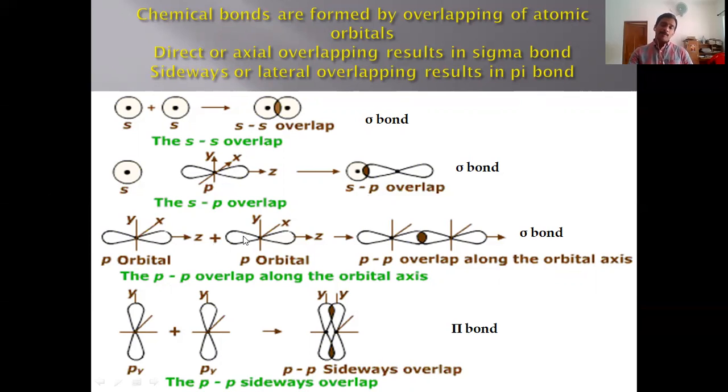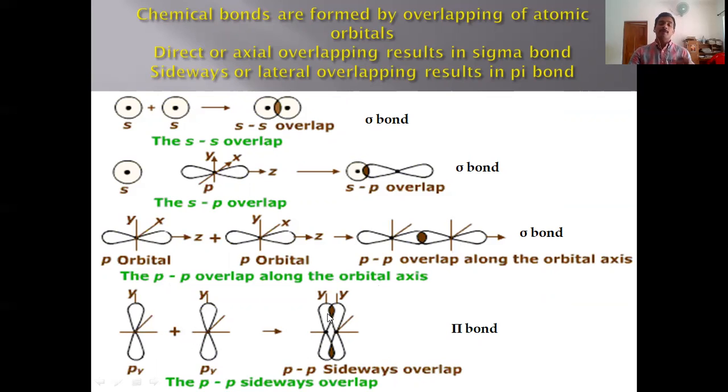In the case of p orbitals, p-p overlap, direct overlap, is possible, as shown here. That results in the formation of a sigma bond. Direct overlap, or overlap along the axis, which you can call axial overlap, results in a sigma bond. But in the case of p orbitals, sidewise overlapping is also possible.